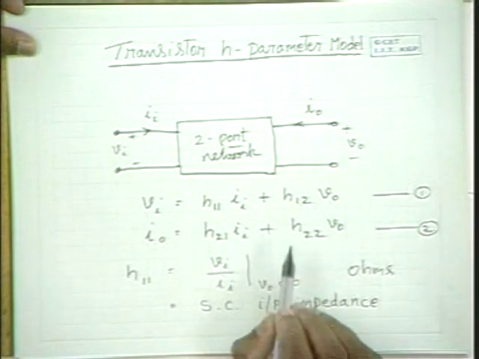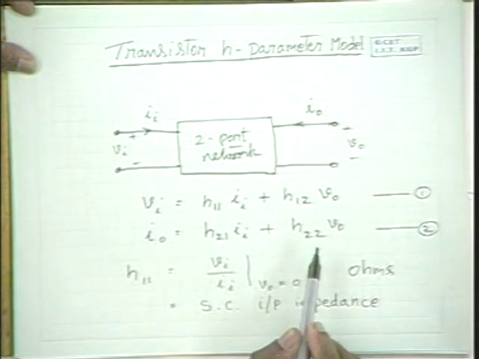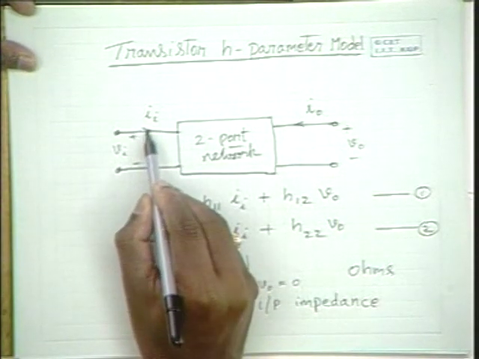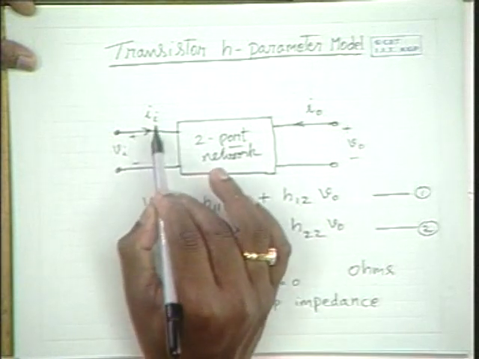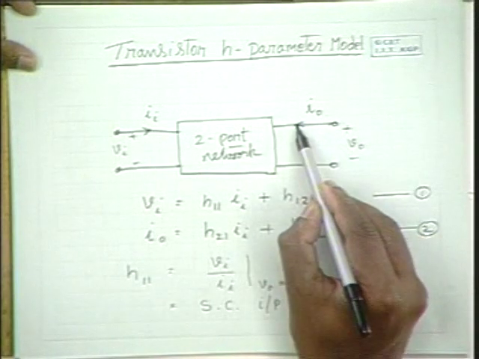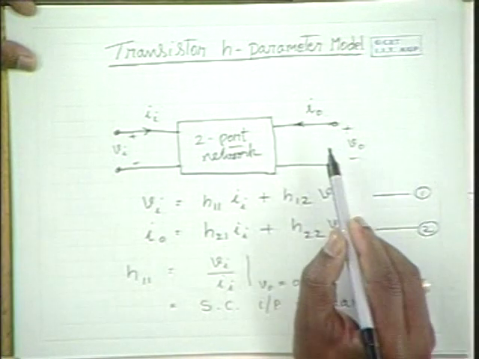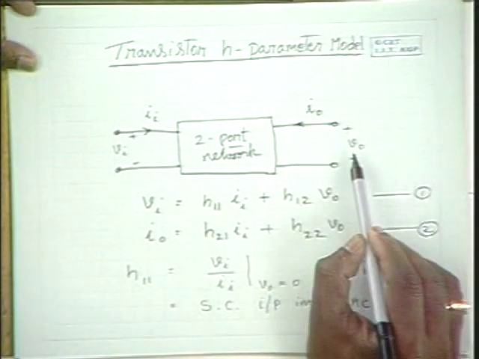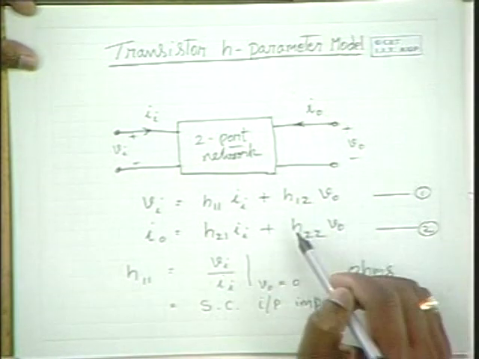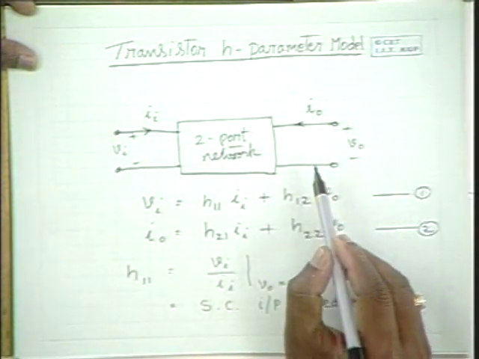Now from the second equation you can get H22 as I0 to V0 ratio when Ii is 0. That means you open circuit the input, and when you open circuit the input and apply some voltage V0, it results in some output current into the output port. The response I0 to excitation V0 ratio is H22. It is something like an output admittance.